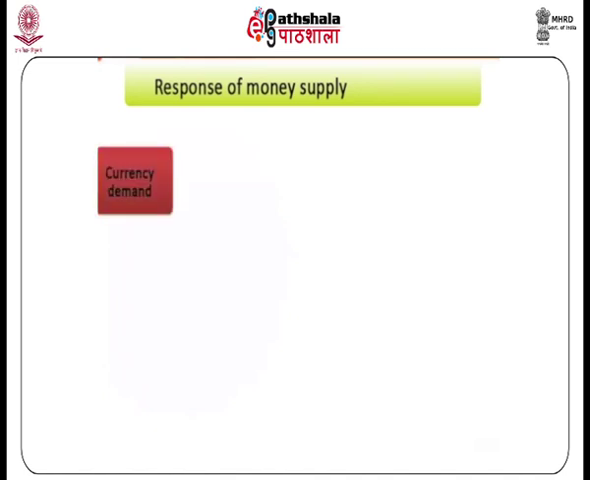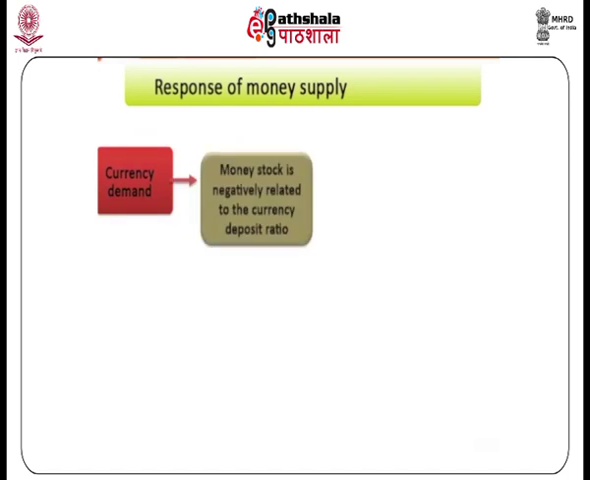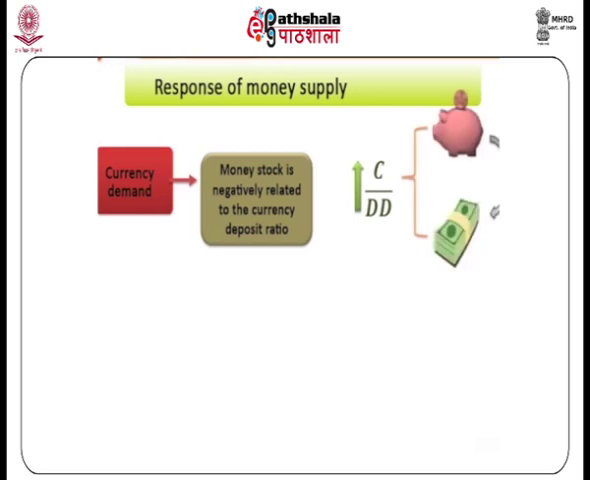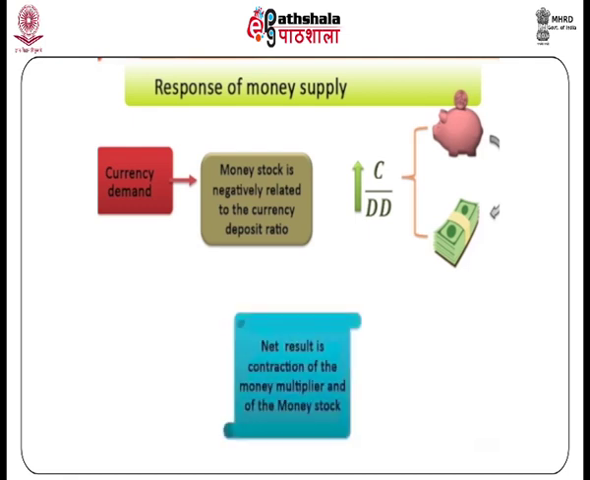Let us now analyze the response of money supply to the currency deposit, time deposit, and reserve deposit ratios. The money stock is negatively related to the currency deposit ratio, because a rise in the C upon DD ratio brings about a shift from deposits to currency, and since deposits undergo multiple expansion while currency does not, the net result is a contraction of the money multiplier and of the money stock.